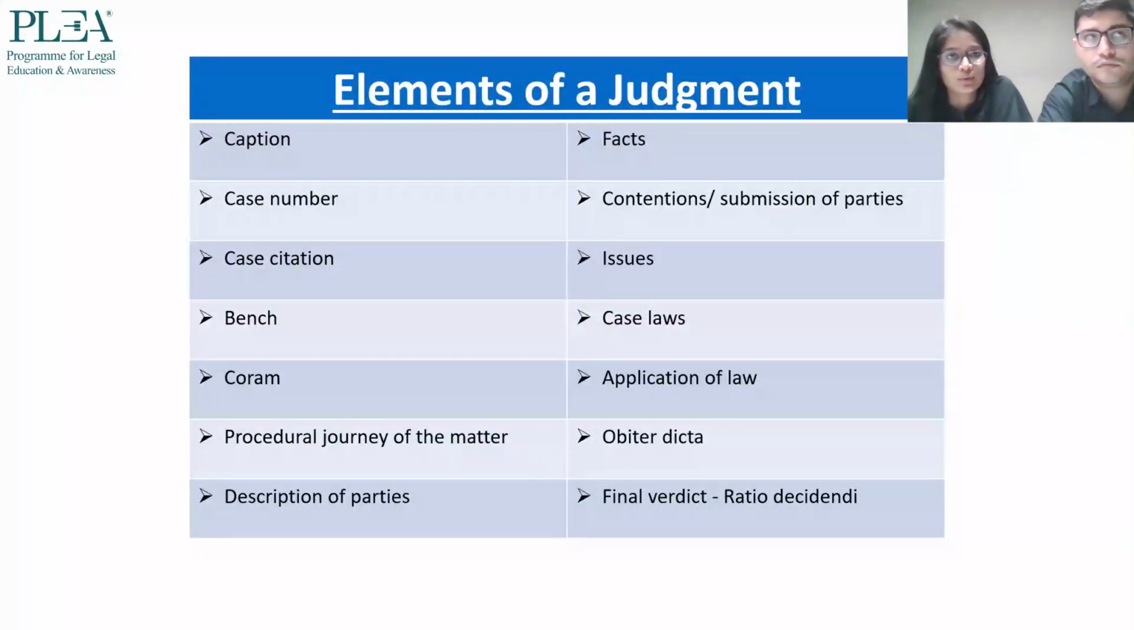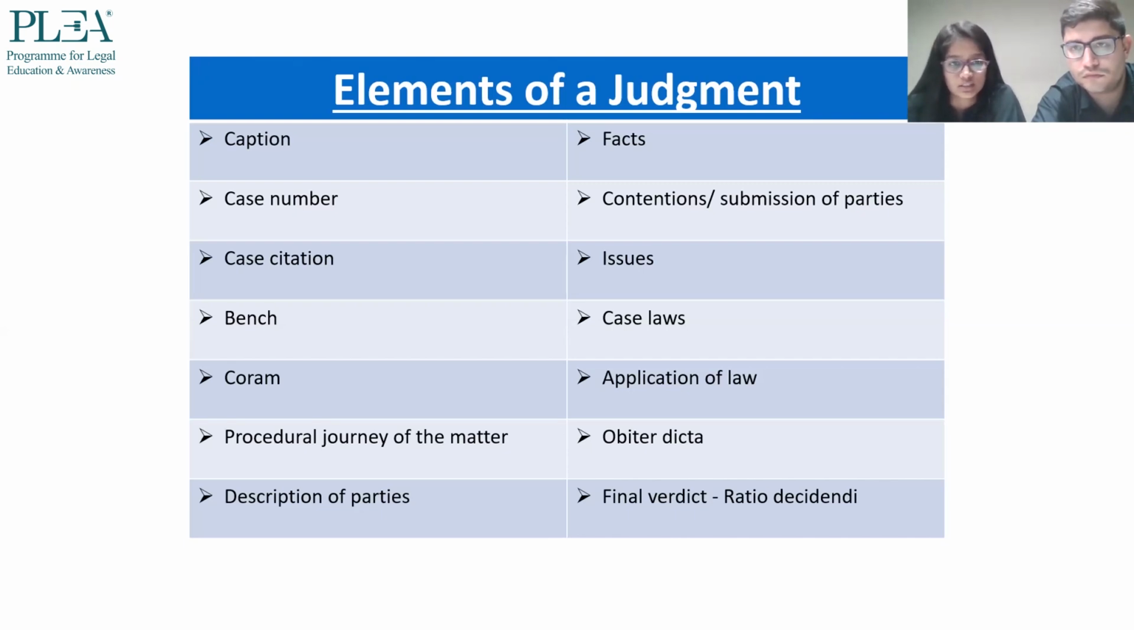So now, as we all know, a judgment is a very important source of legal knowledge. Also, it can be very tricky at times to get a comprehensive understanding of what the judgment actually says. So it is very important that we know the different components or elements of a judgment. Now, if you see the slide that we've just shared, it has the several components which a judgment usually has, and all the judgments that you go through will have all these points for sure.